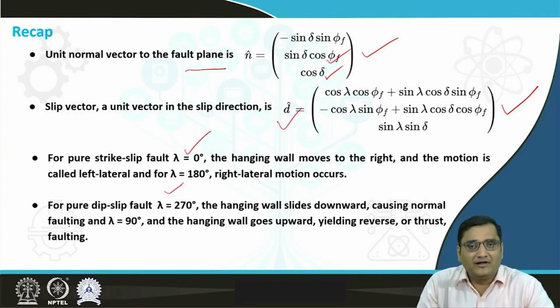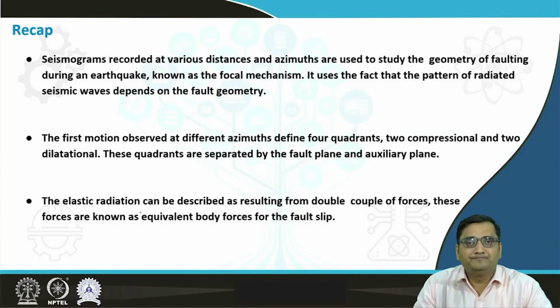A pure dip slip fault is again of 2 types. One is normal faulting, when the hanging wall slips downward, and another is the reverse fault or thrust fault, when the hanging wall block moves upward. So in case of normal faulting, lambda will be equal to 270 degrees, and in case of thrust or reverse faulting, lambda will be equal to 90 degrees.